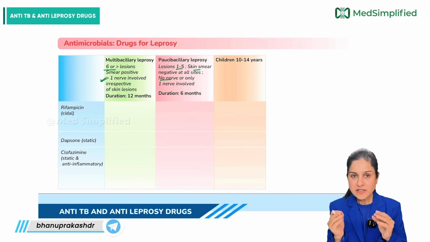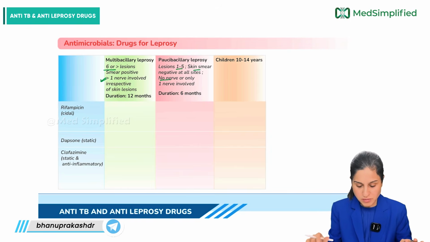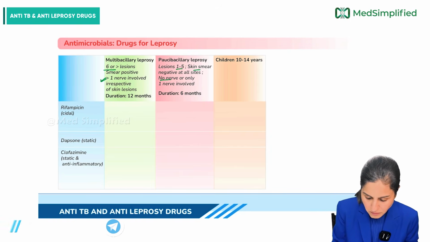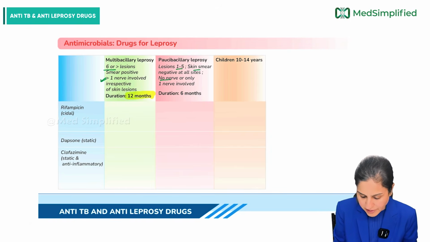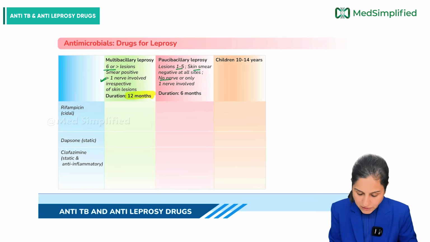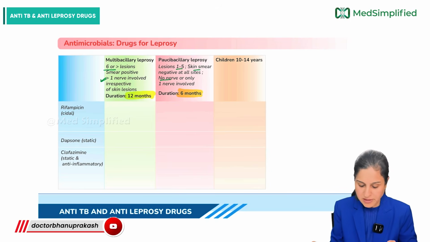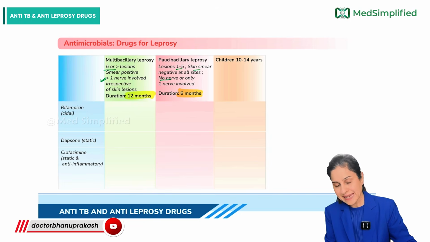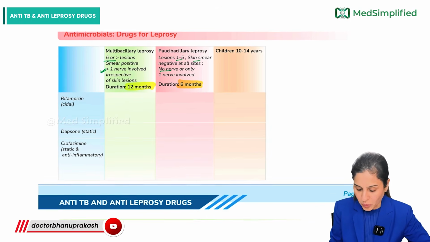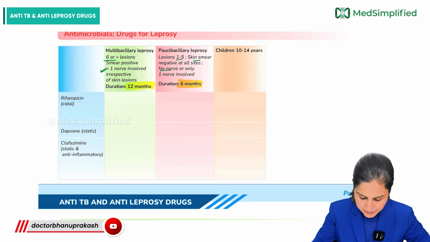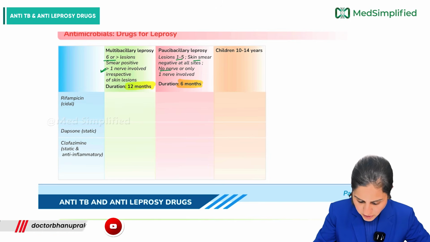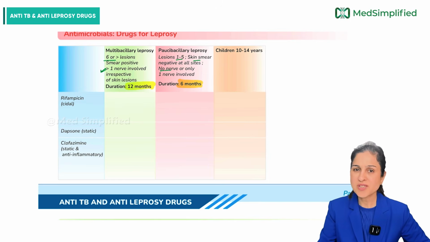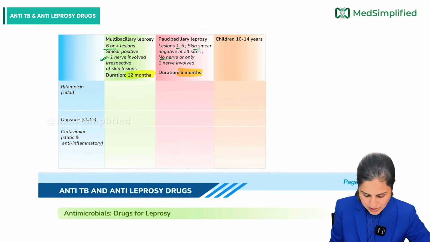Now, the treatment protocol is the same for both of them. The only difference is in the duration of the treatment. The duration of multibacillary is obviously longer, and for paucibacillary it is shorter, about 6 months. Otherwise, it is the same. The drugs are the same. The way in which it is given is also the same. In children aged 10 to 14 years, the dosage is different, so we'll do that as well.